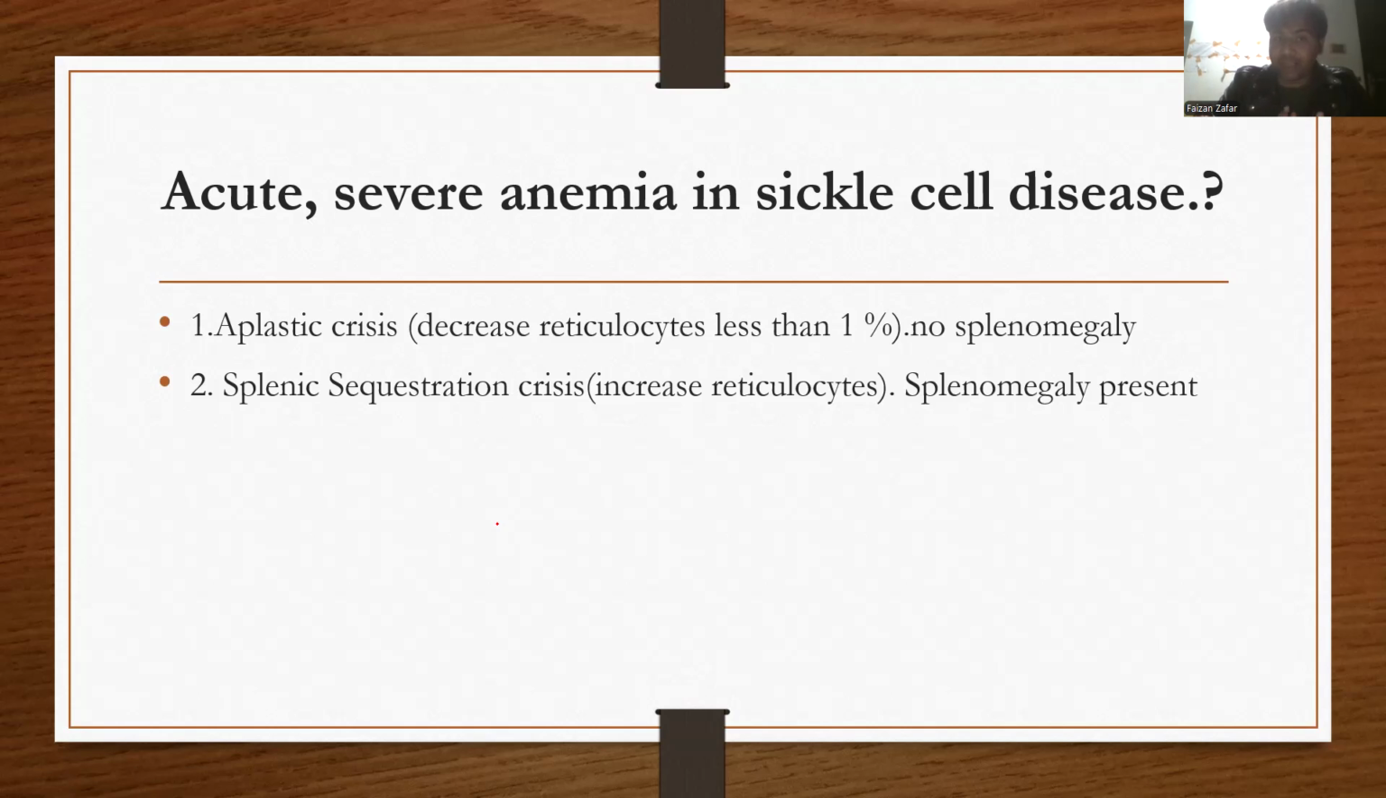In aplastic crisis, the reticulocyte percentage will be less than 1, and there is no splenomegaly. So it is very important to differentiate these things: aplastic crisis and splenic sequestration. In splenic sequestration crisis, reticulocytes increase, and splenomegaly is present.